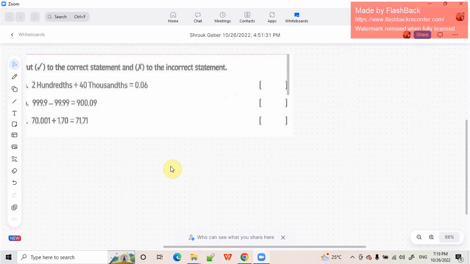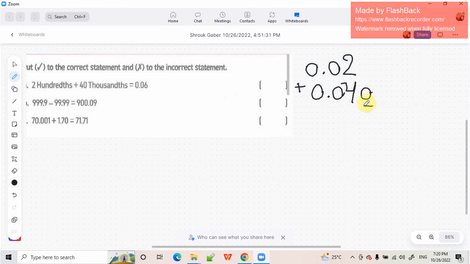Look at the next question. Here he wanted to say if the statement is right or wrong. Let's start with the first one. Here we have 200 and here we have 40,000. How can we find the answer? Put the numbers in decimal form. I have here 200 in decimal form, 0.02, because 100 has 2 digits in the decimal part, plus 40,000, that's in decimal 0.040.